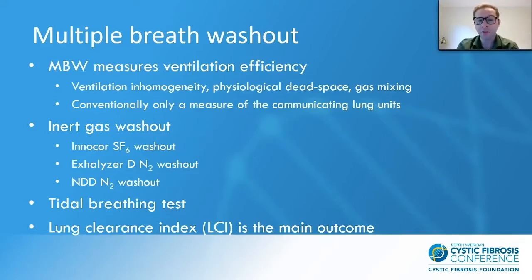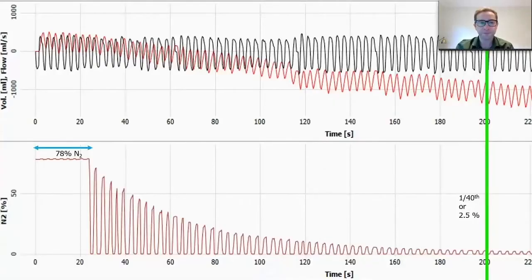So if anything is blocked off via a mucus plug or is collapsed due to lung disease, then that won't be measured. It's an inert gas washout, so you have a couple of options. You can either wash in a gas into the lung, such as sulfur hexafluoride, and wash it out with room air, or you can use the resident nitrogen within the lung and wash that out with 100% oxygen. It's a tidal breathing test, and lung clearance index, LCI, is the main outcome that we use.